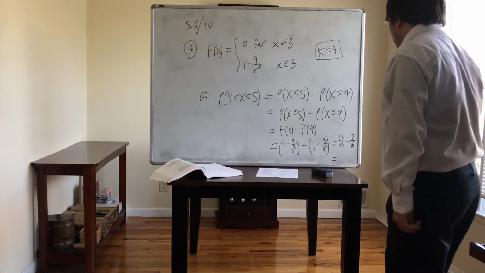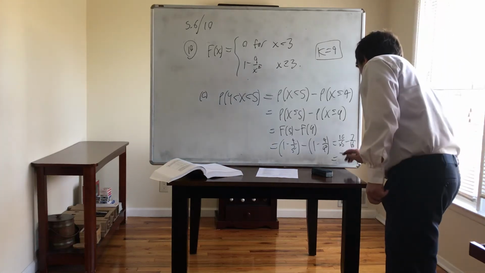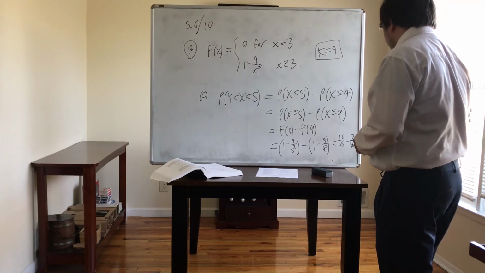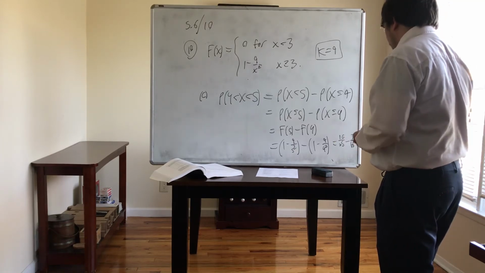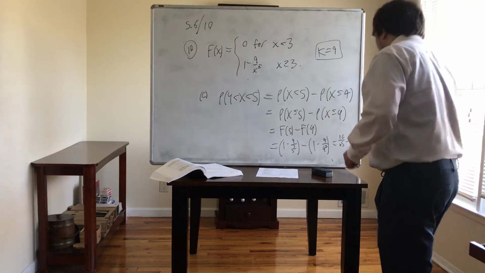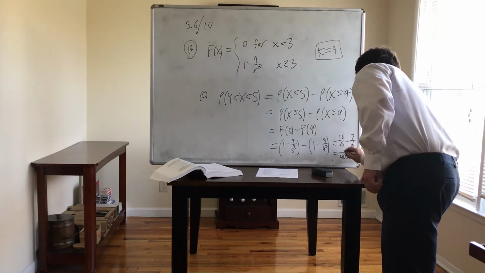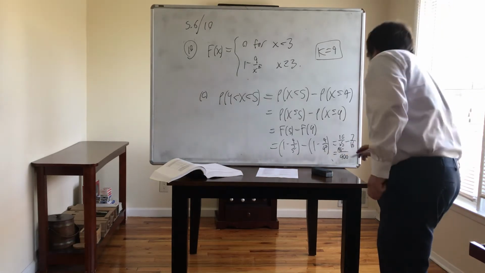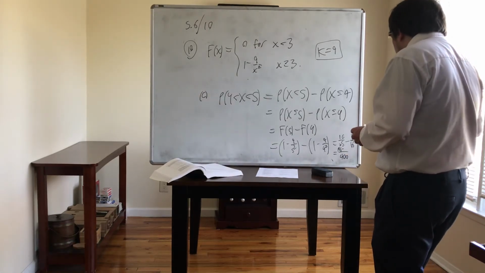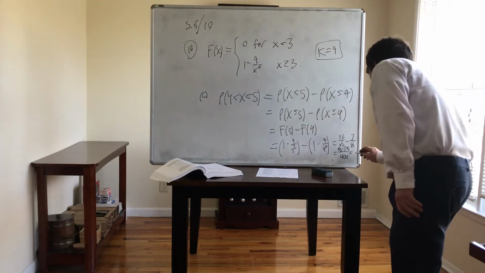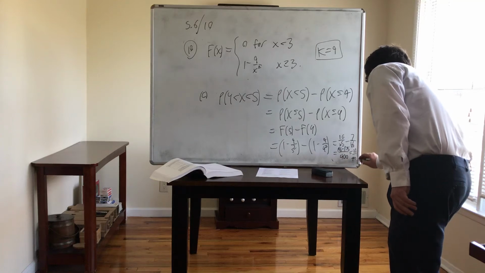And then when you combine those, you get 16 over 25 minus 7 over 16. Common denominator 400. And so then that's 256 minus 175 over 400. That would be the same as 21 over 400.